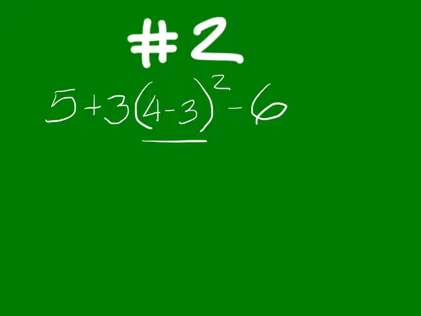Did you do 4 minus 3 first? And you got 1? Did you do 1 squared next after that? What did you do? Oh, okay. Well, it should have been 4 minus 3 is 1. If you square 1, it's still 1. It's just 1 times 1.